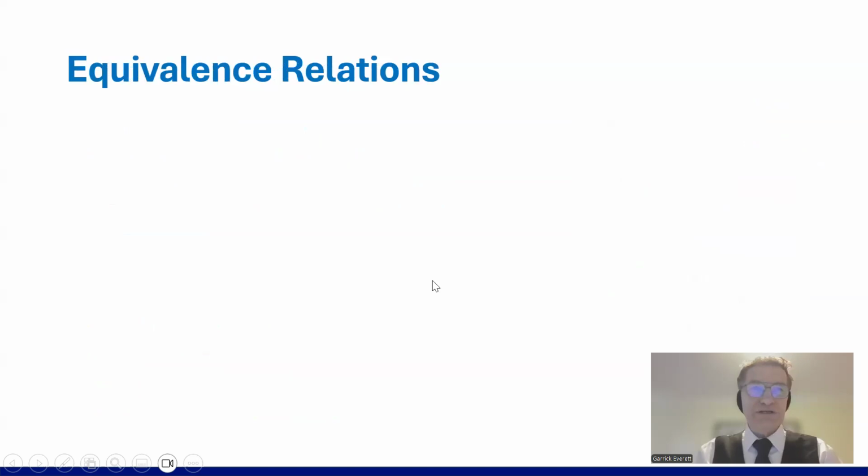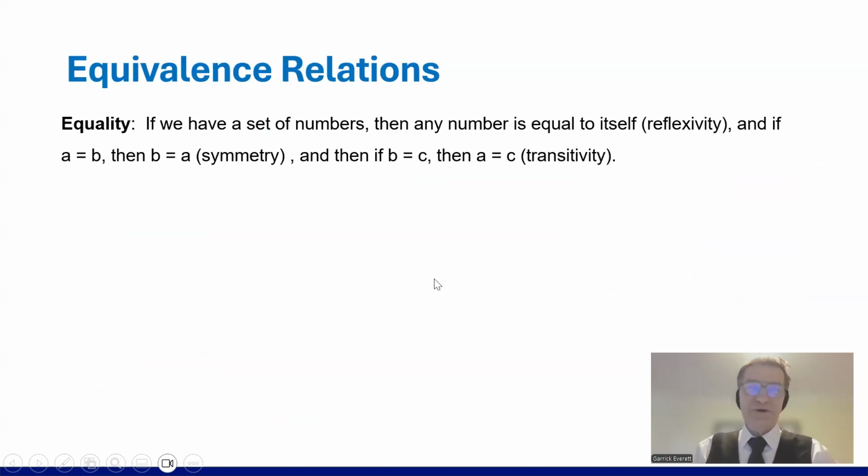Equivalence relations. There's a lot of different ones we can bring up here, so we'll just go through the rules. If we have a set of numbers, then any number is equal to itself, which is reflexivity. If a equals b then b equals a, that is symmetry.